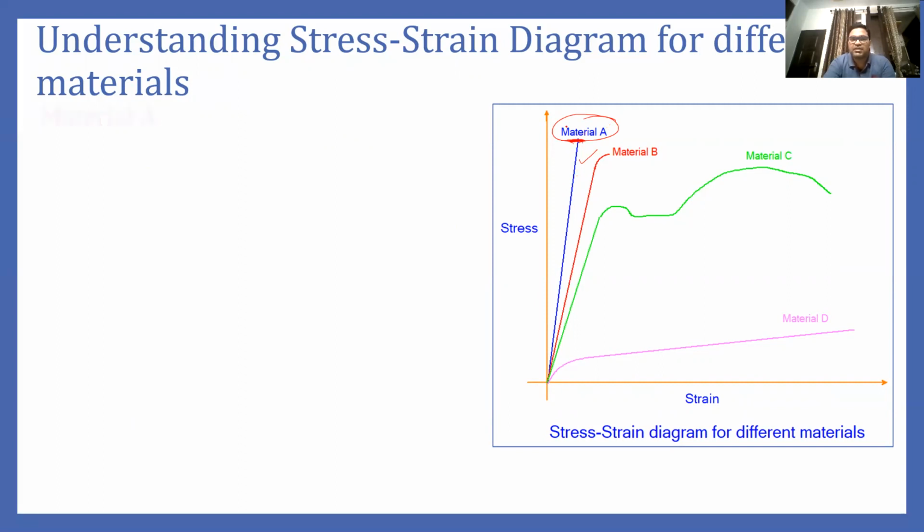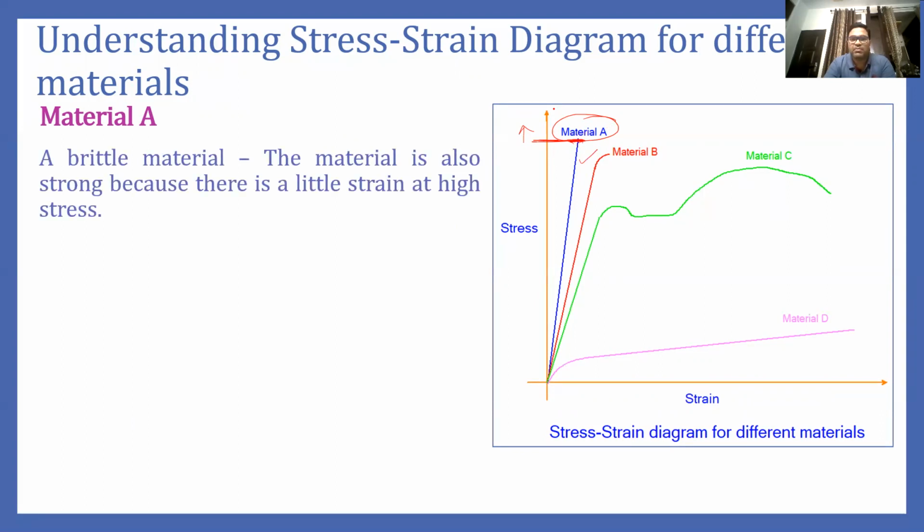So what does it mean? It means that material A is a brittle material, which means it will take some load, and at some point when we further increase the load, it will fail suddenly. It will not show any deformation. So this is how we can interpret material A. Material A is a brittle material, and the material is also very strong because there is very little strain at high stress, as compared to this high stress.